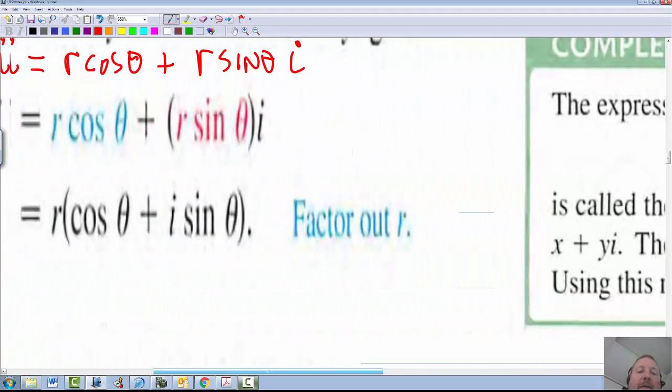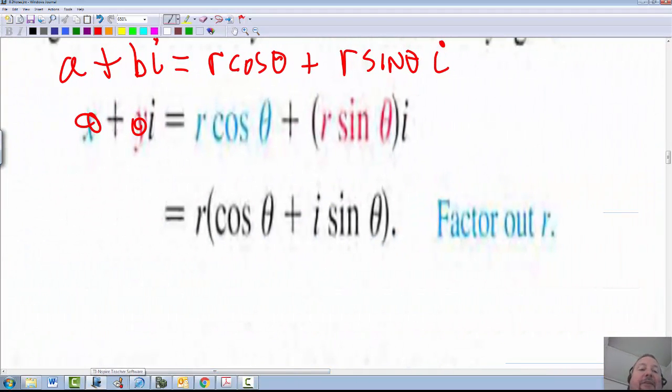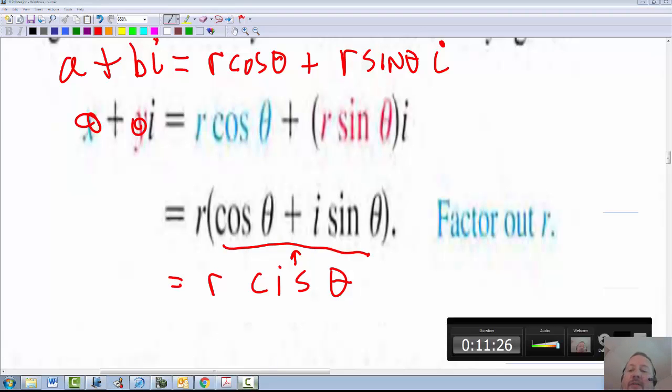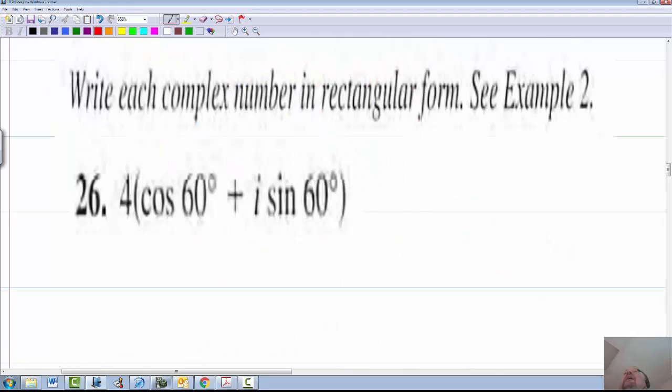So if I go back to this one, maybe I could put it cleanly here. They did factor out this r. And then what this can be rewritten as, because mathematicians are lazy, is cis theta. And all cis theta means is exactly that: cosine theta plus i sine theta. And it's just a way of shorthanding your notation. Okay? So these are called cis numbers when we do this stuff that we're doing.